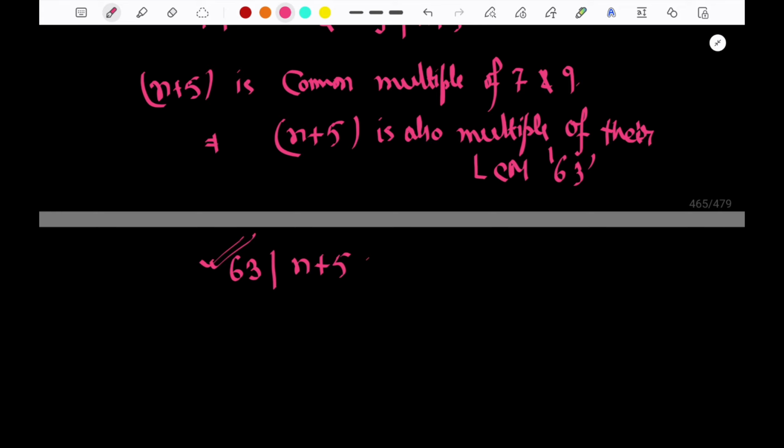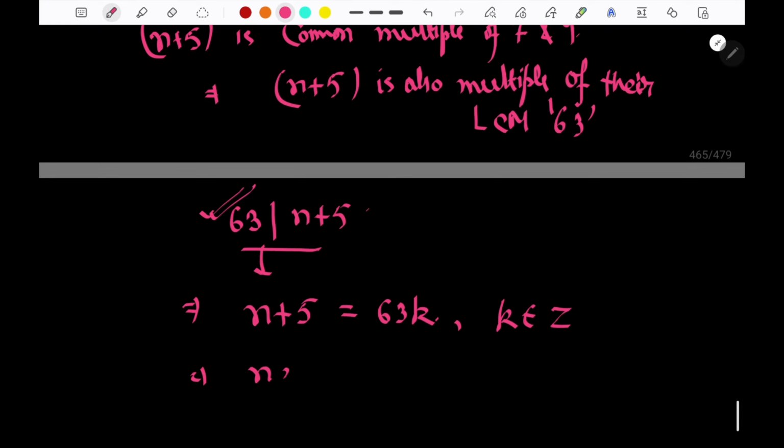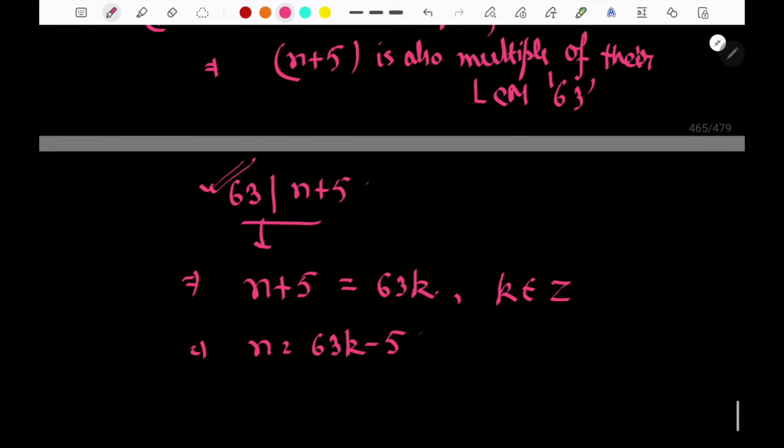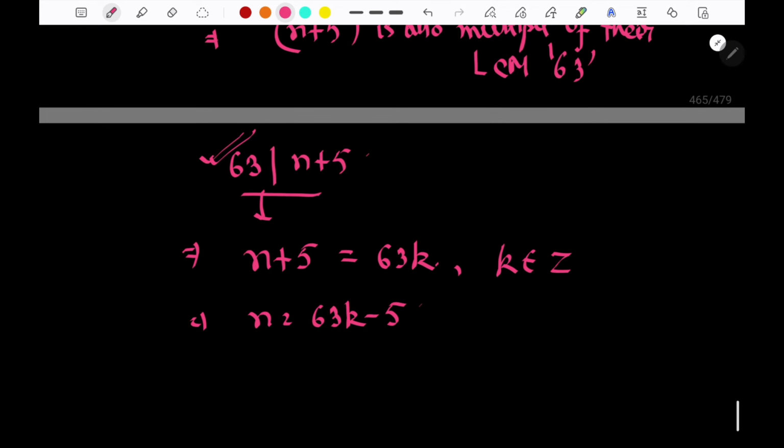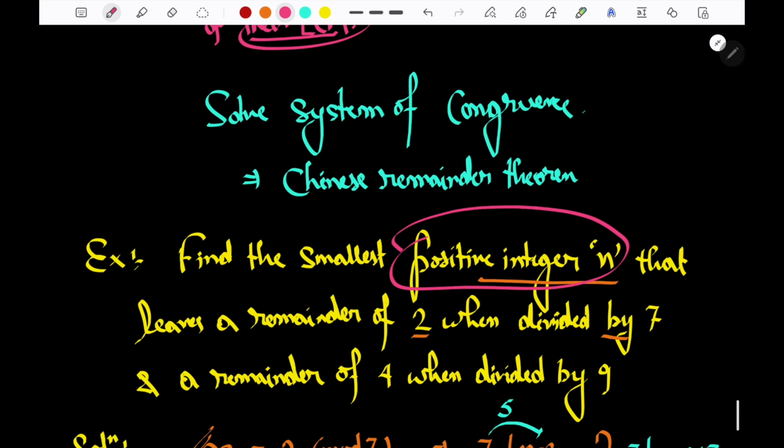Now what are we looking for? This statement means n plus 5 must be equal to 63k for k belonging to the integers, that is Z plus. Actually it can belong to Z minus also, but here we will be considering positive integers. So n will be equal to 63k minus 5. We needed the smallest positive integer n.